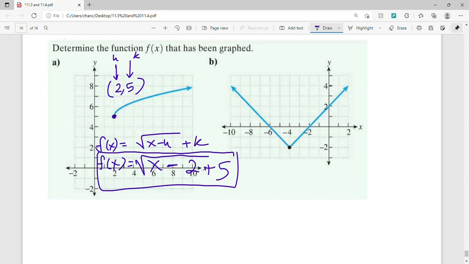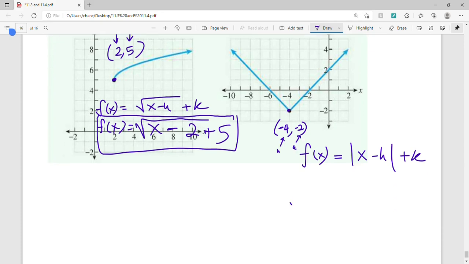For the last graph, this is an absolute value graph, so recall the standard form for the absolute value graph. Let's figure this out. What is the vertex? The vertex is -4, comma, -2. That means my h is -4 and my k is -2.